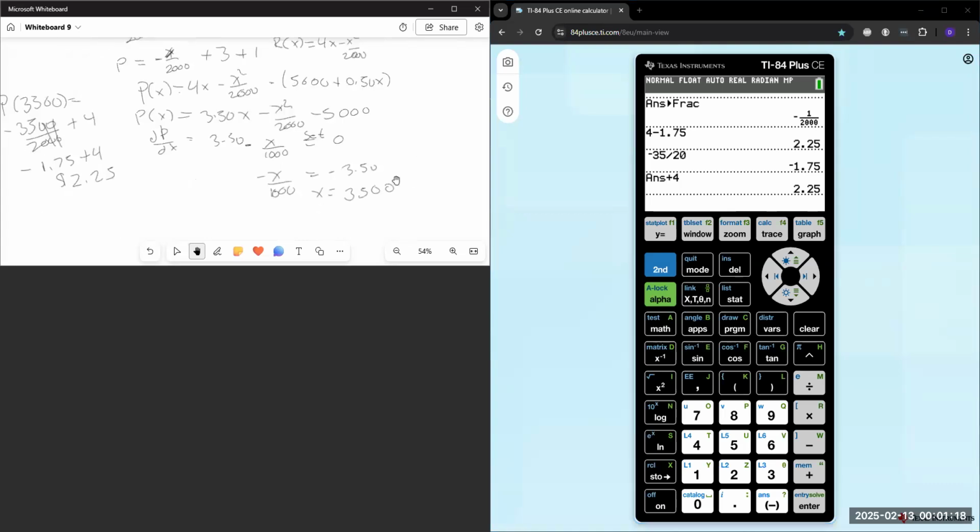you could go ahead and stick your 3,500 into the profit equation here to see what you would get. But the question was actually what price should you set the bottles at? And that was $2.25.